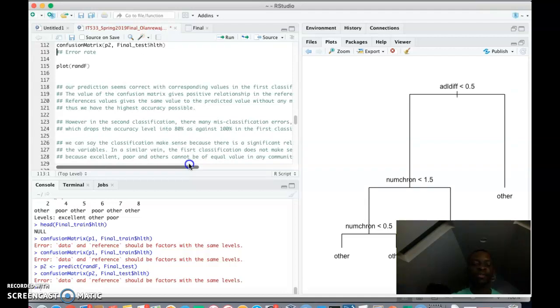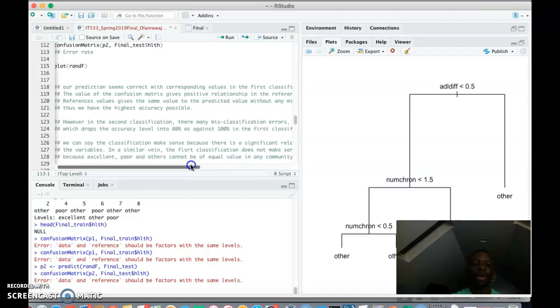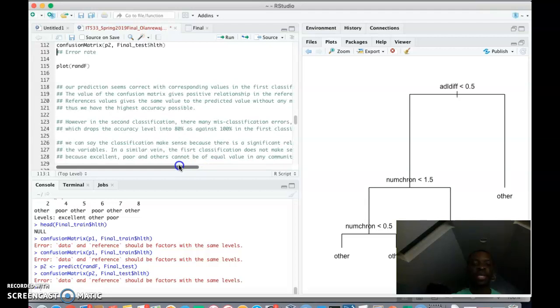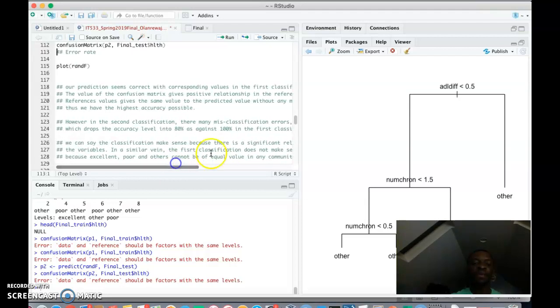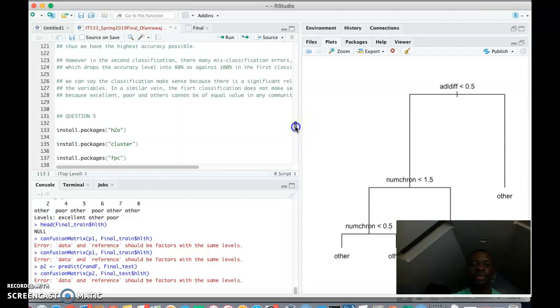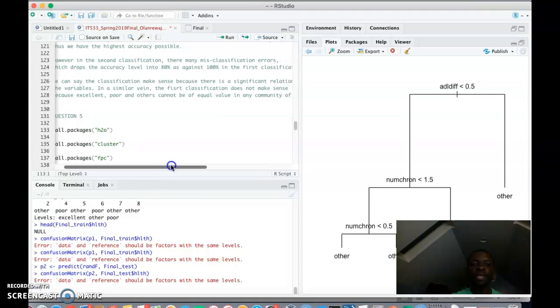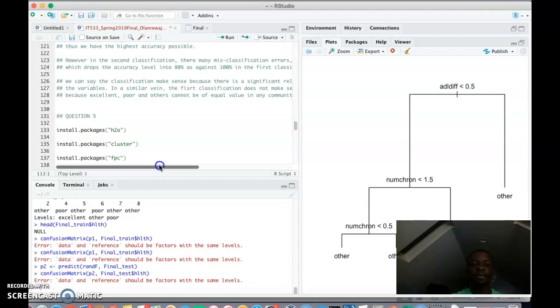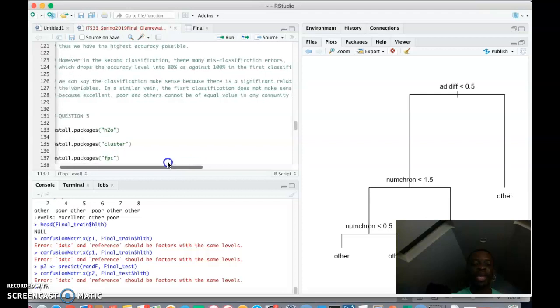Thus, we have the highest accuracy possible because there was no misclassification from the first value, so our accuracy was 100%. So in the second classification, there are misclassification errors, which drops the accuracy level to 80% as against the 100% we have from the first classification. Therefore, we can say the second classification makes sense because there is a significant relationship between the variables. In a similar vein, the first classification does not make sense because excellent, poor, and other cannot be of equal value in any given community.